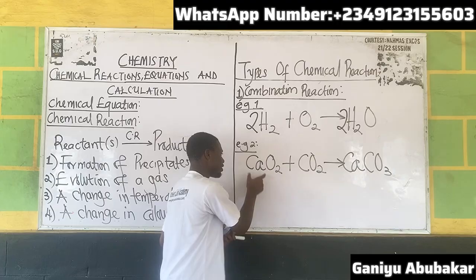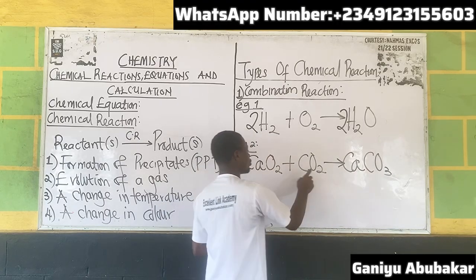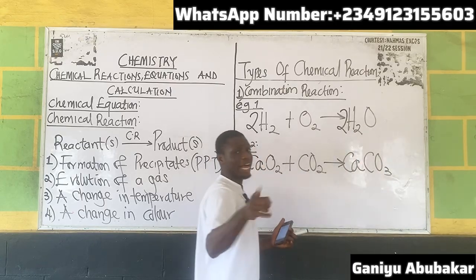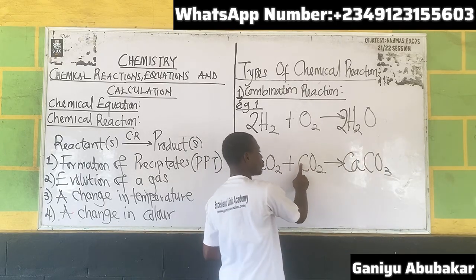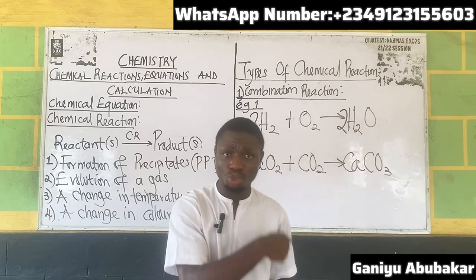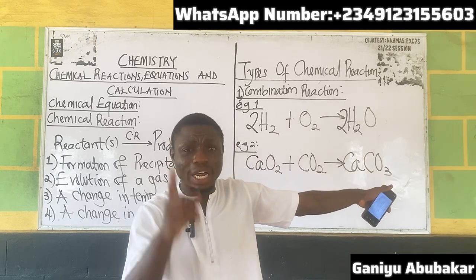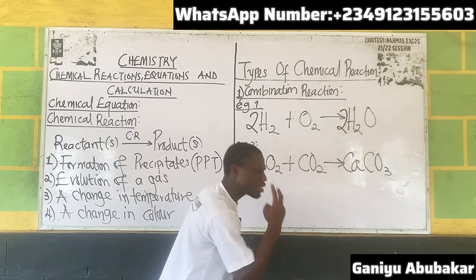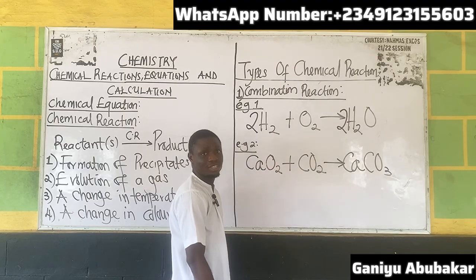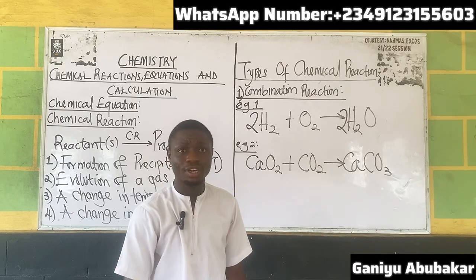Calcium is 1, 1, no problem. Oxygen is 2, 2. That's 4 oxygen here, 3 oxygen here. Oxygen has a problem. Carbon is 1 here, carbon is 1, no problem. So the issue here is what? Oxygen is 4 here, oxygen is 3 here. What is the issue? Now listen. Your very first task, check very well. This compound here is not correct.